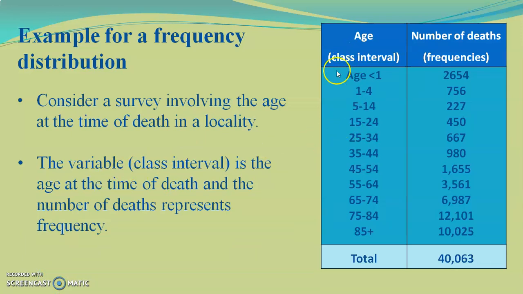The variable or the class interval is the age at the time of death, and the number of deaths represents the frequency. So under age 1 is a variable and the frequency is 2654. Means under age 1, 2654 deaths occurred. And 1 to 4 is a class interval, that's a variable, and 756 is the frequency of that variable. Means between 1 and 4 years, there are 756 deaths.